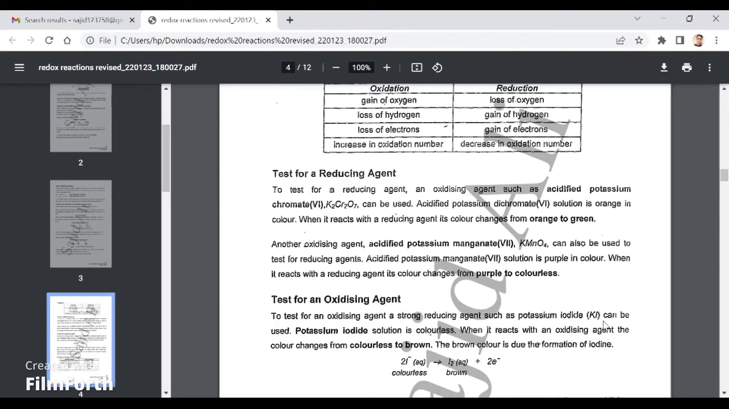Why do we call them acidified potassium dichromate or acidified potassium manganate(VII)? Because in order to make them better oxidizing agents, we add a few cubic centimeters of sulfuric acid to the solution. We add a little acid, usually sulfuric acid, to make them better oxidizing agents. That is why we call them acidified solutions.